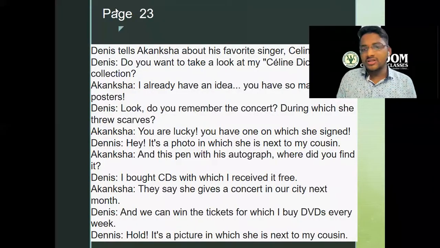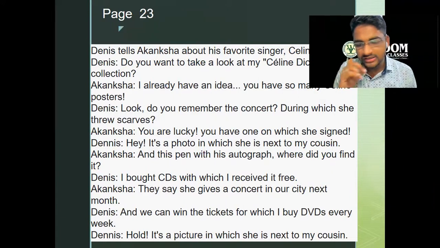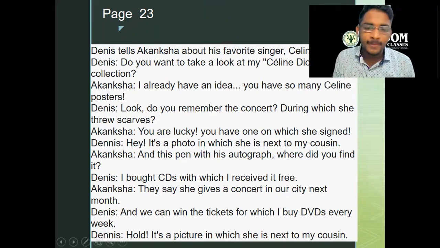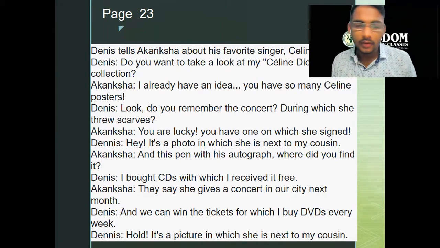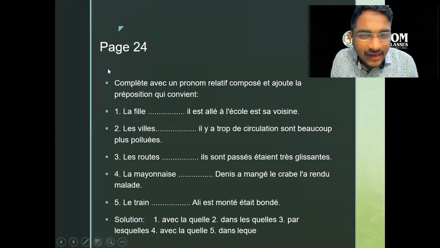So you can just look at the English translation part of that particular page, students, page number 23. If you did not understand or if you missed any of the words, you can take a screenshot of this part nicely. I hope you guys have copied down. Let's move forward. I'm enjoying today's lecture.